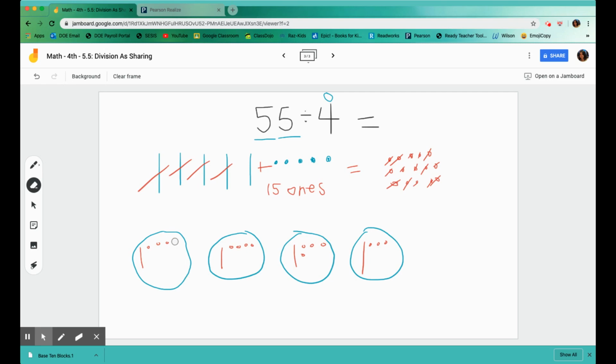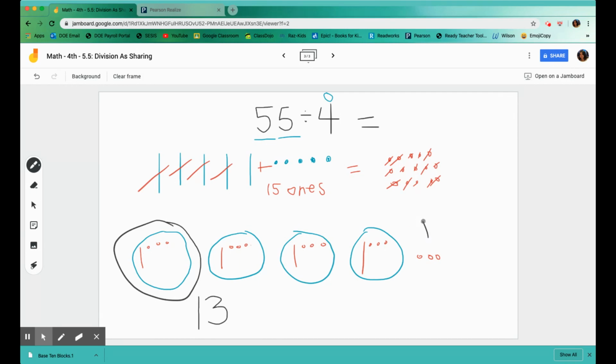So I'm going to erase one, two, three, and put those three on the outside. One, two, three. So now they are equal. I have 1 ten and three ones, 1 ten and three ones, 1 ten and three ones, 1 ten and three ones. So let's see how much is in one group to find my quotient. I have 1 ten and I have three ones.